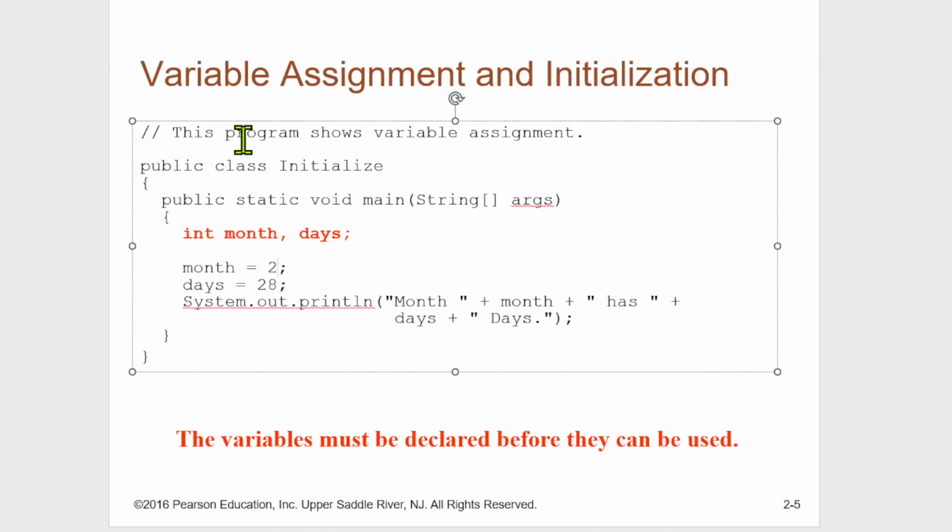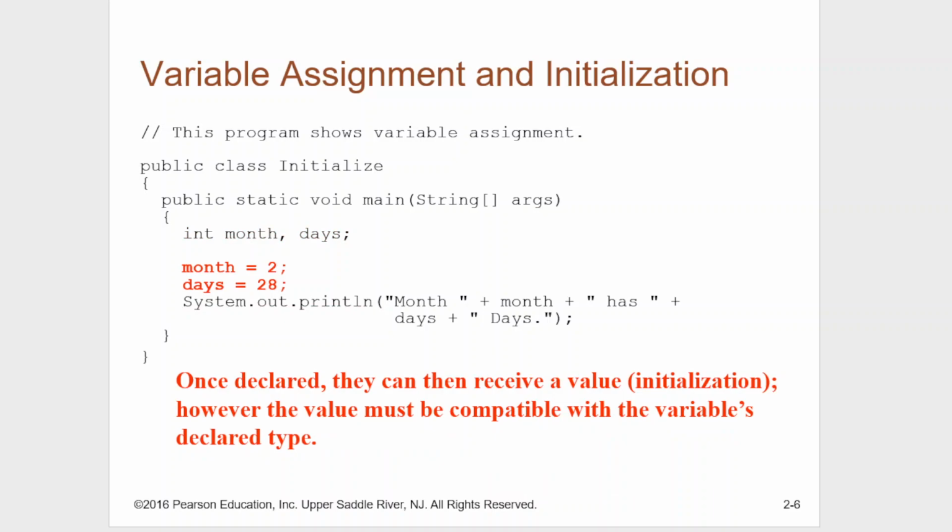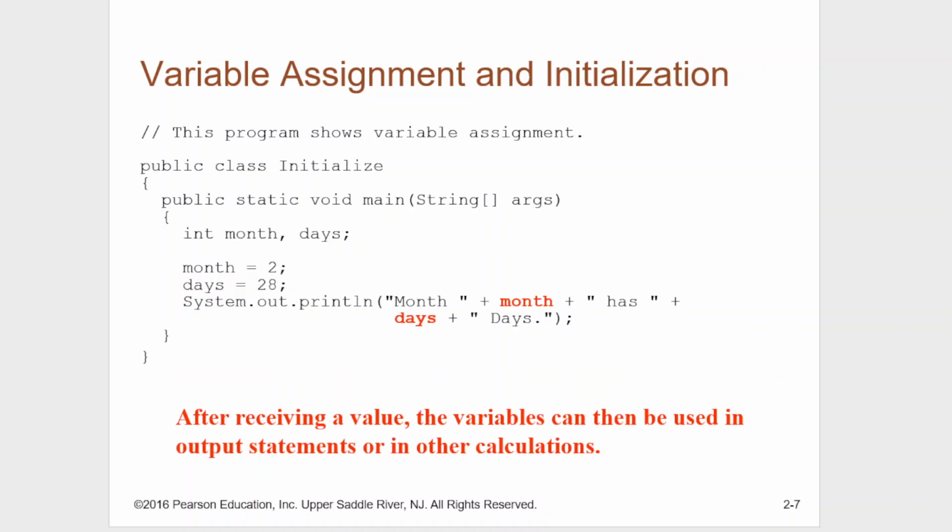Okay. Anyway, let's start off here with a basic program. Again, here's our public class, our main method, and we're going to start with int. We're going to say we have 2 variables, month and day, and they're both integers. Once declared, they can receive a value, their initialization. However, this value must be compatible with the variable's declared type, so it has to be an integer. I can't say month is February. After receiving the value, the variables can be used in output statements or other calculations.